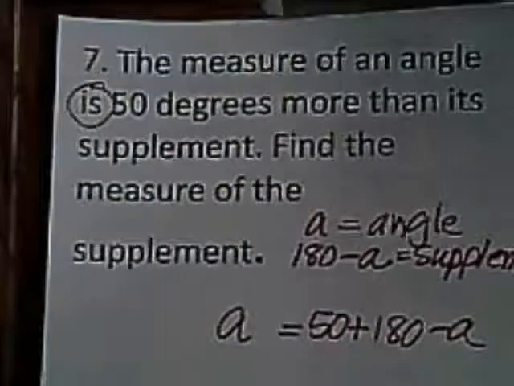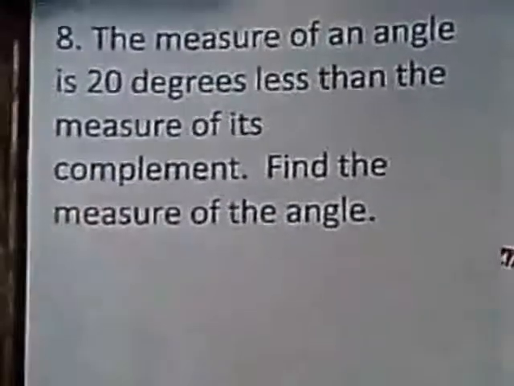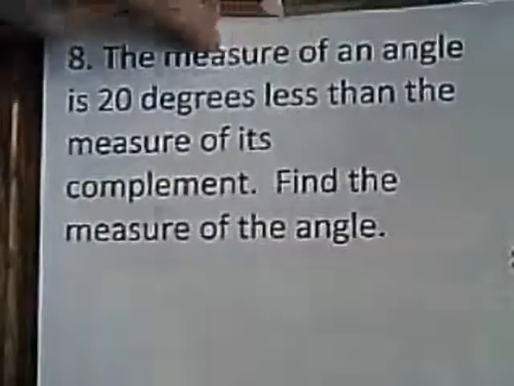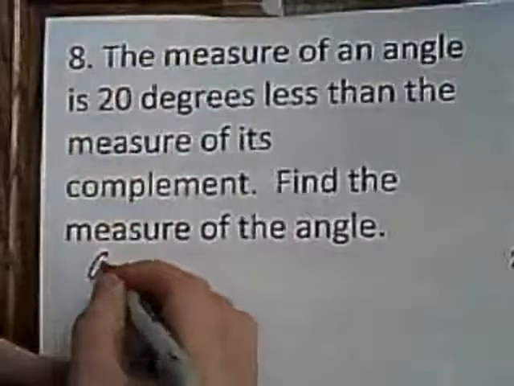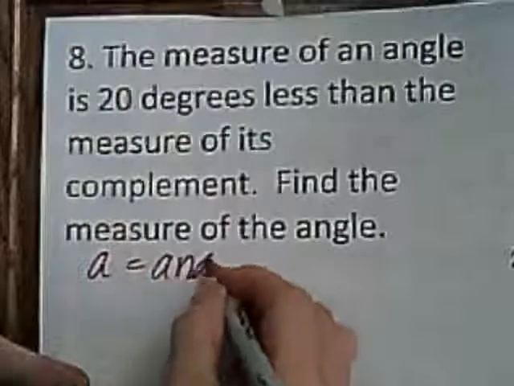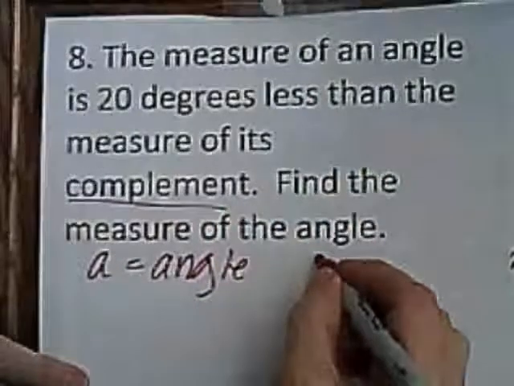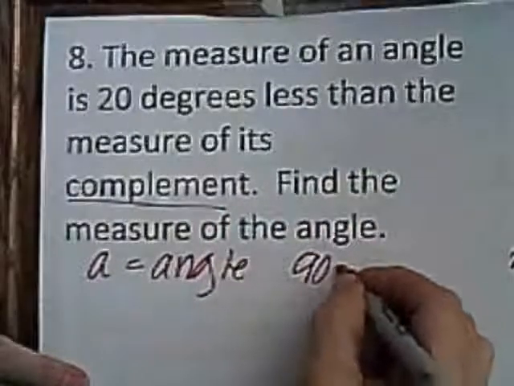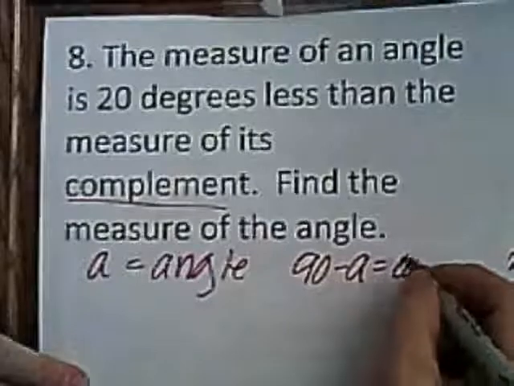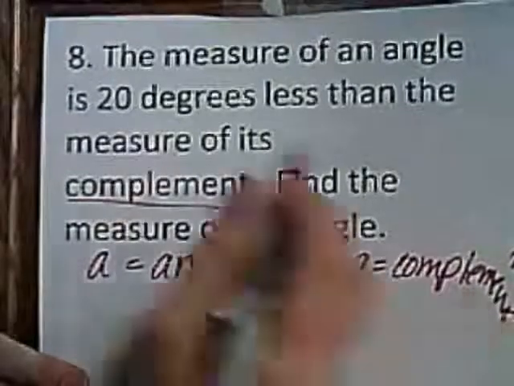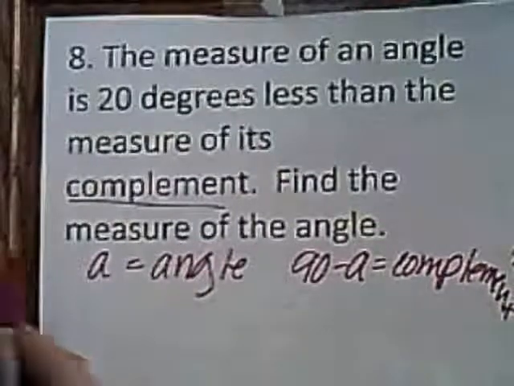Number 8 is about the same thing, except it involves a complement. So again, we define our variables. A is going to be the angle, and the complement is 90 minus A. I actually have them write this down so that they can refer to it.